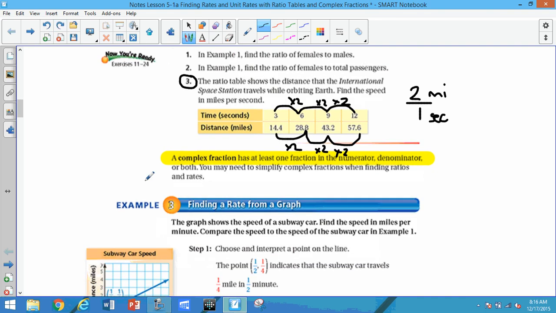Okay, so this is really what I want to talk to you about, because this is the section that I thought, if I put this all in one chapter, it's too much. So what we're going to do today is look at complex fractions.